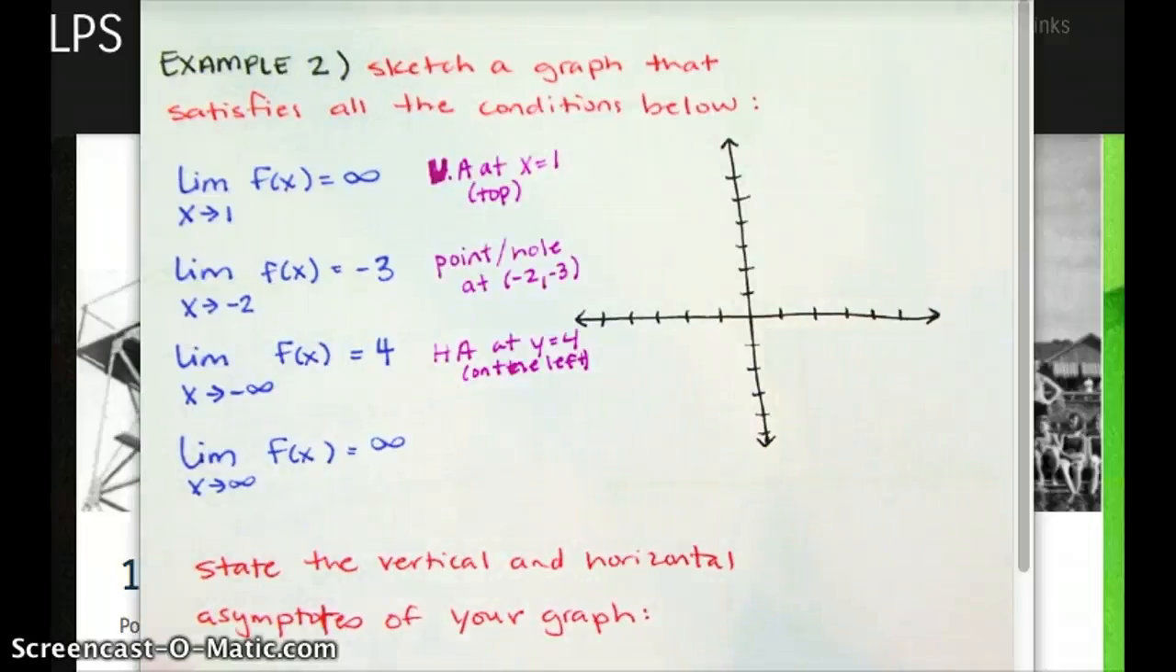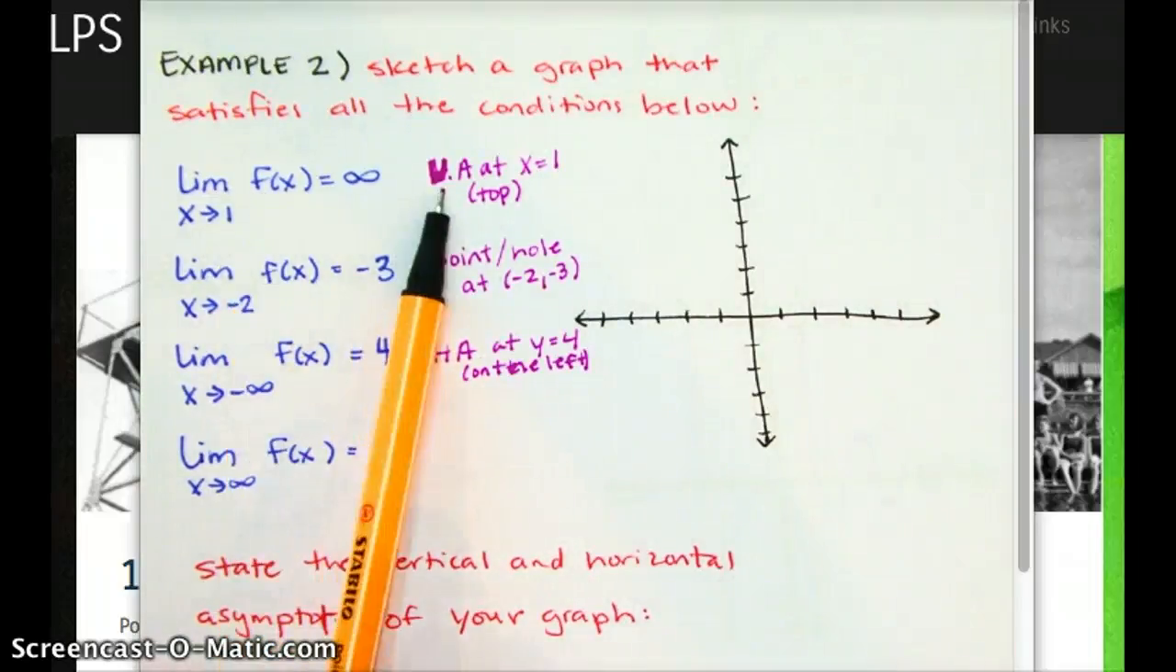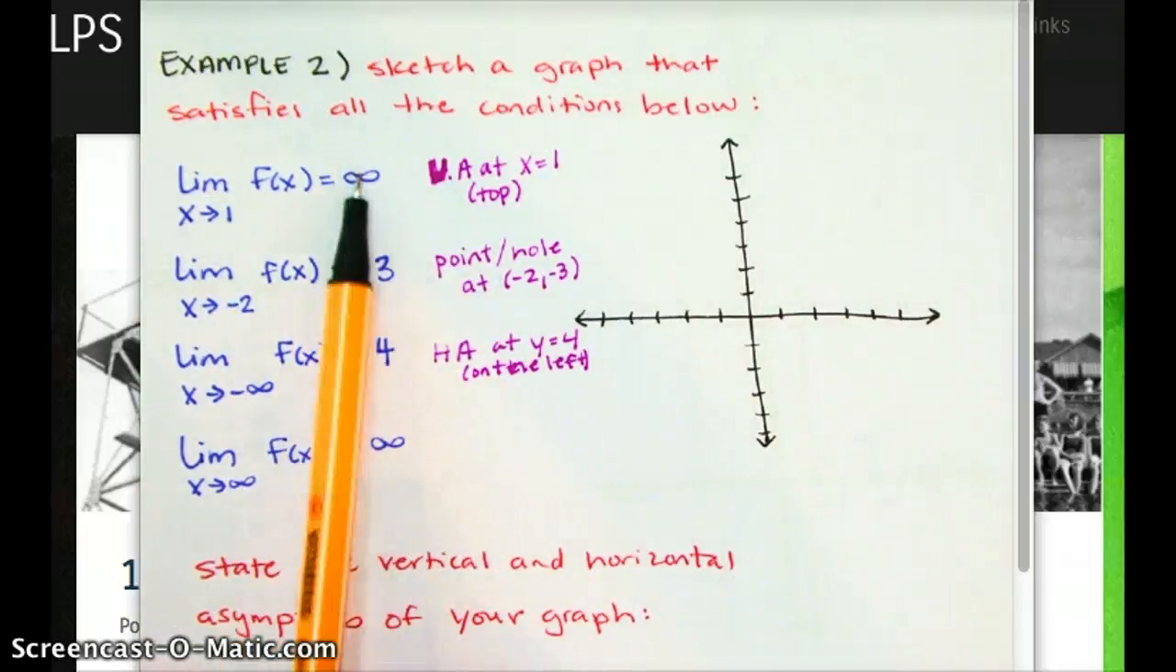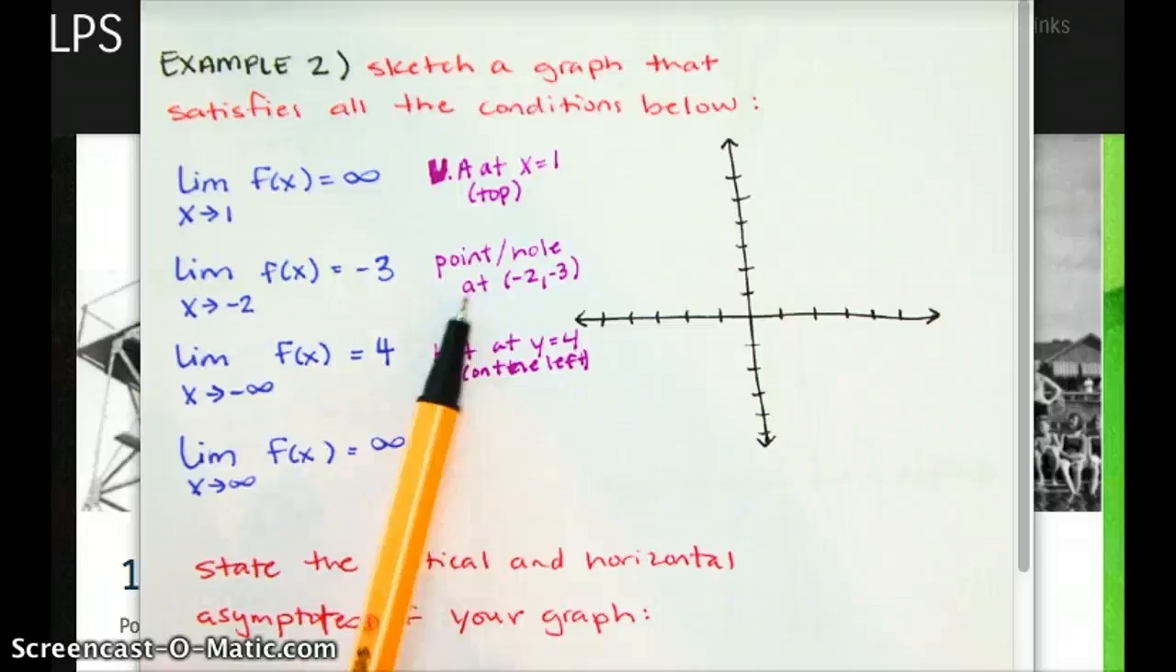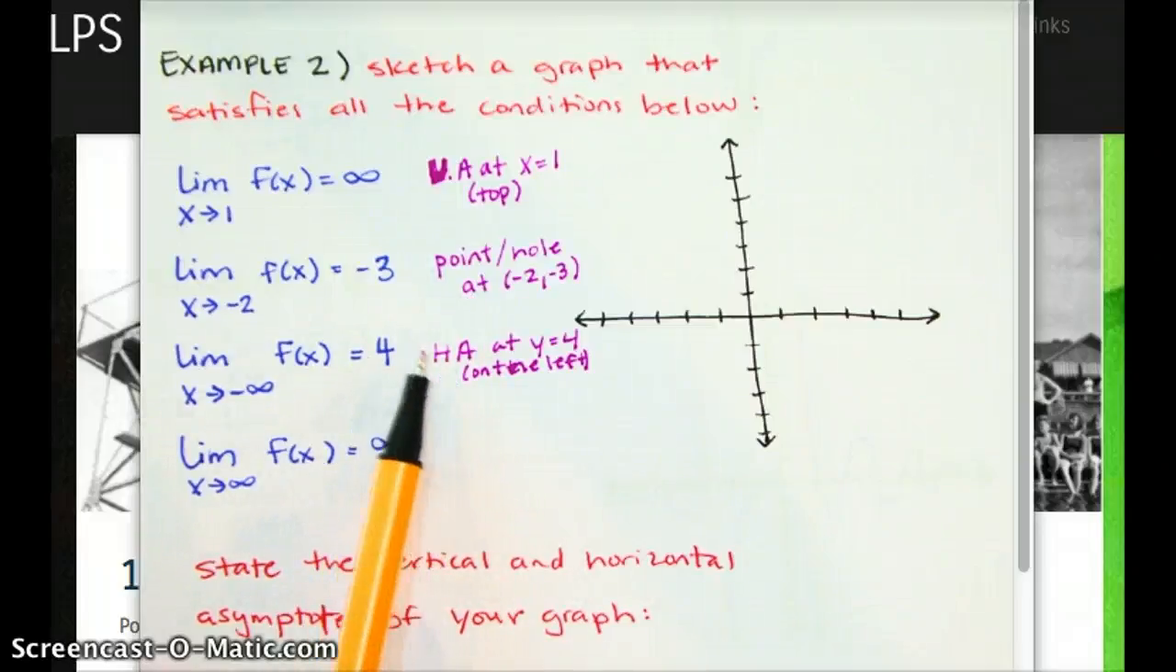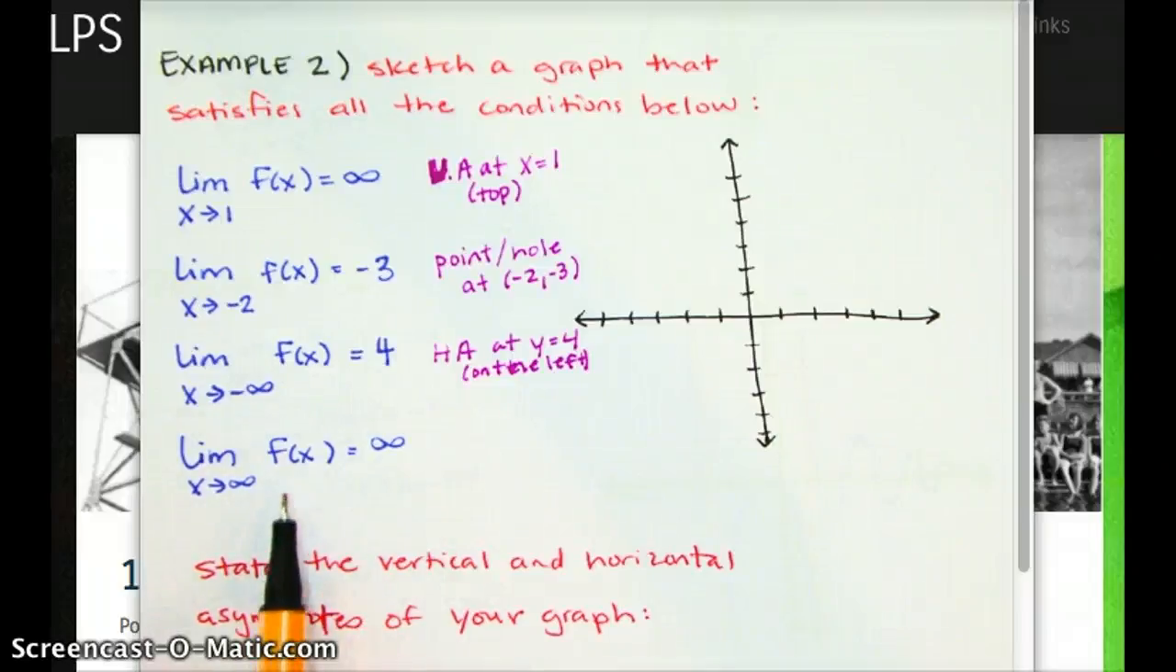Great, so hopefully you were able to identify that this one's a vertical asymptote and it's actually going up to the top. This one's a point or maybe a hole. And this one's a horizontal asymptote, and I've just added that it's on the left because it's a negative infinity. The last one may have given you trouble. Go back to the meaning. Always go back to the meaning instead of memorizing stuff.